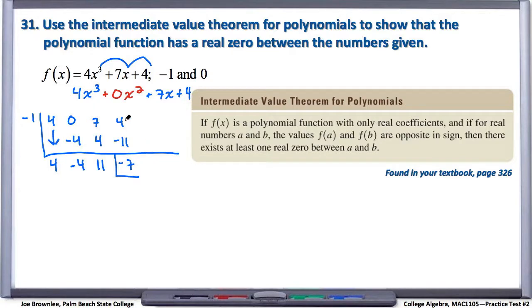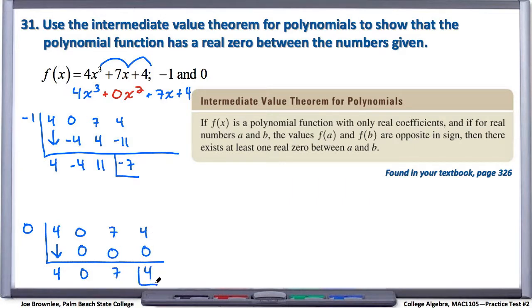Now what we're going to do is perform synthetic division again, only this time using the 0, and if we get a positive remainder, then that tells us that there is some number between a and b that is a 0 for this function. So let's see what happens. Fortunately, we already know what our function is with the missing term, so we can go ahead and fill in our coefficients here and perform synthetic division again. So we'll bring down that 4, multiply, add, multiply, add, multiply, add. And when we do, we see that we have a positive 4 as our remainder.